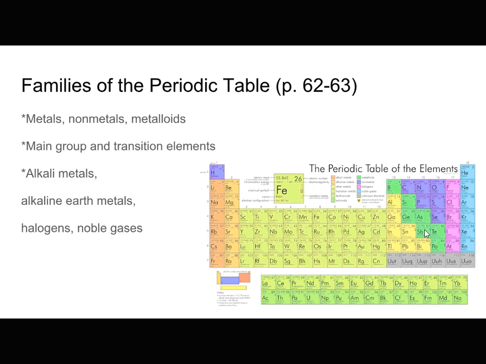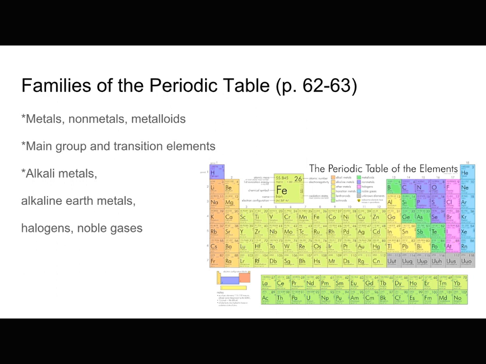There is no real family name for other columns in the periodic table with the exception of the halogens, which is the fluorine on down column. These are the most reactive nonmetals due to having 7 valence electrons. They just have to gain one more to be at the octet.